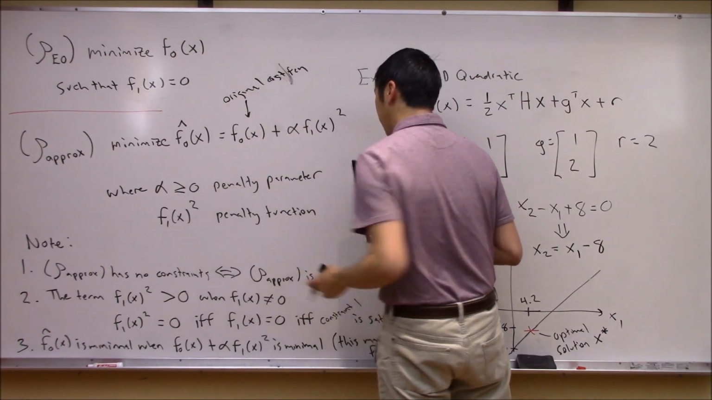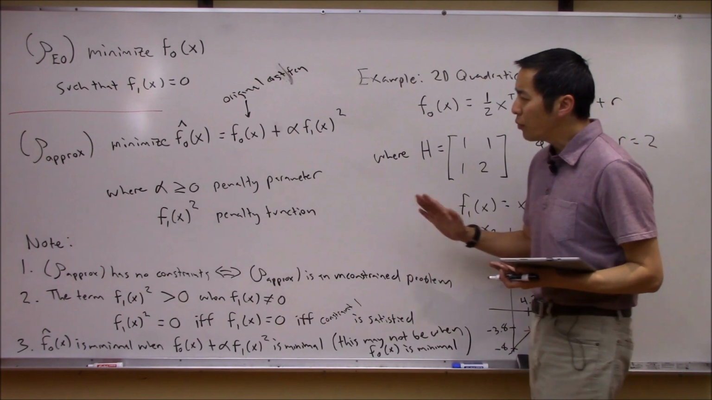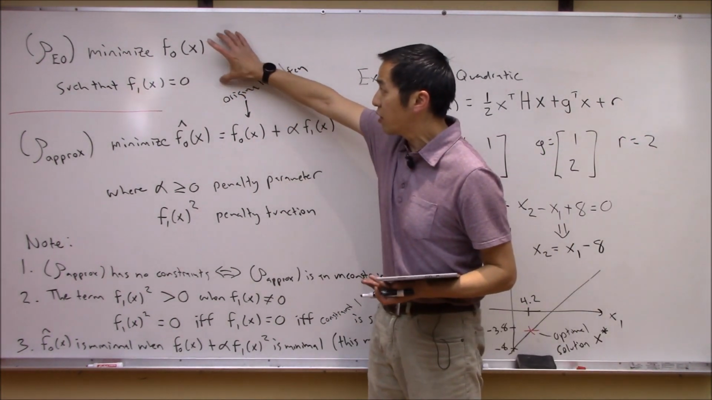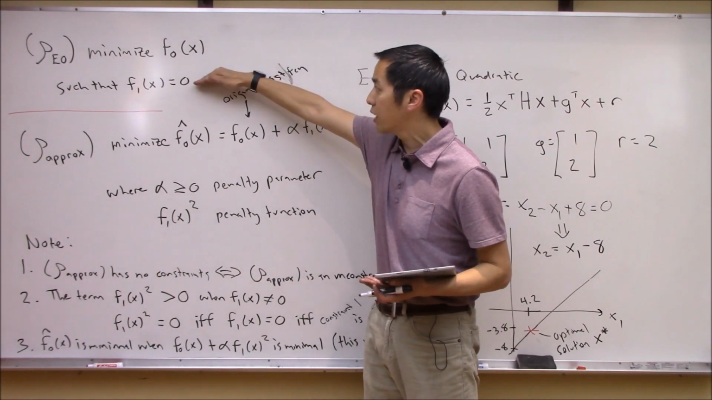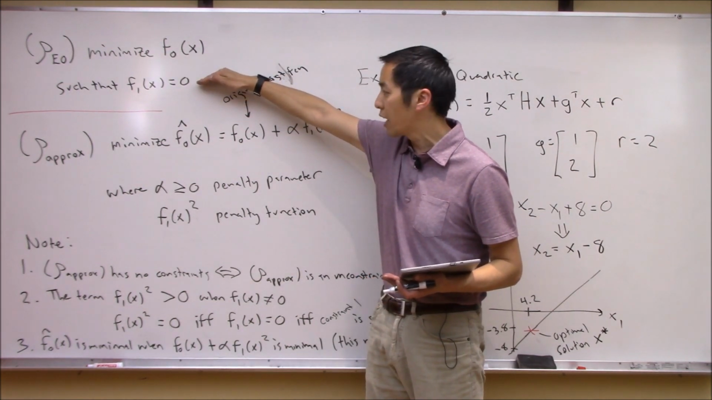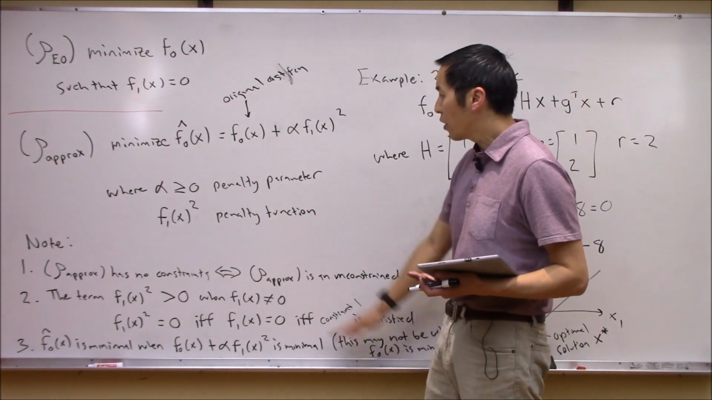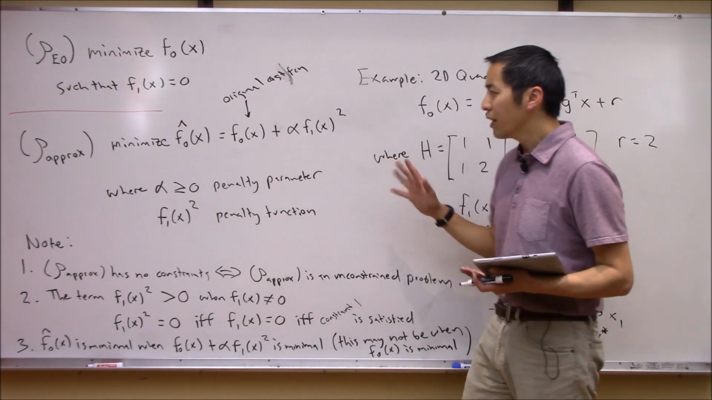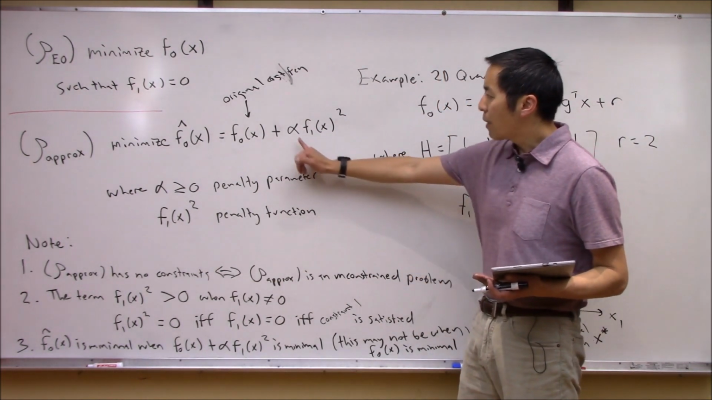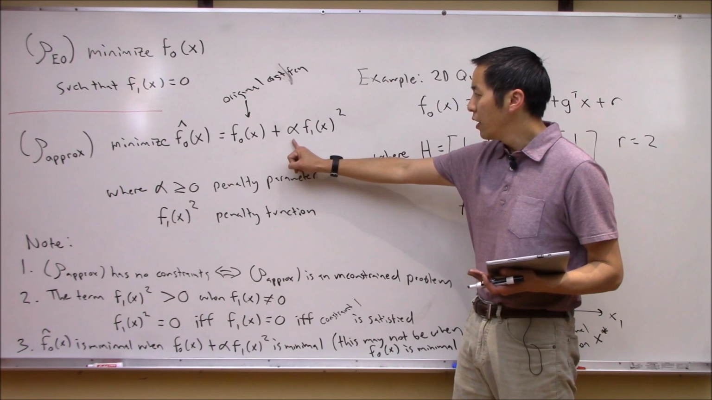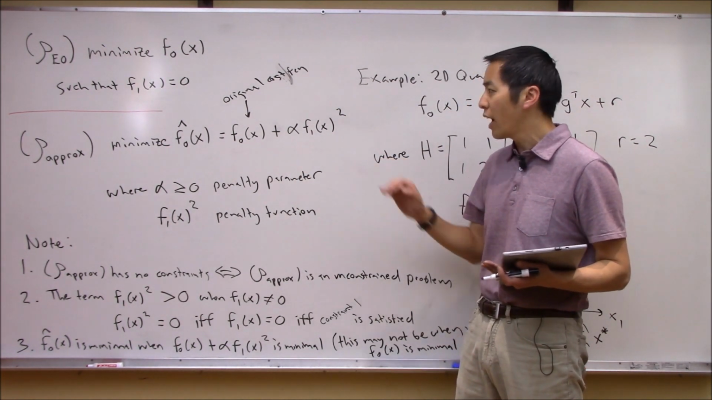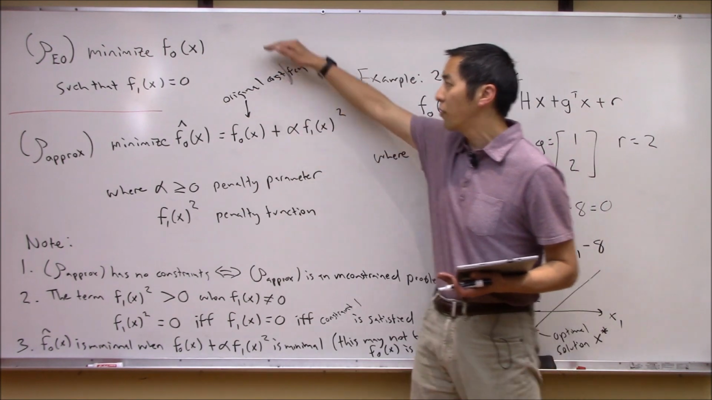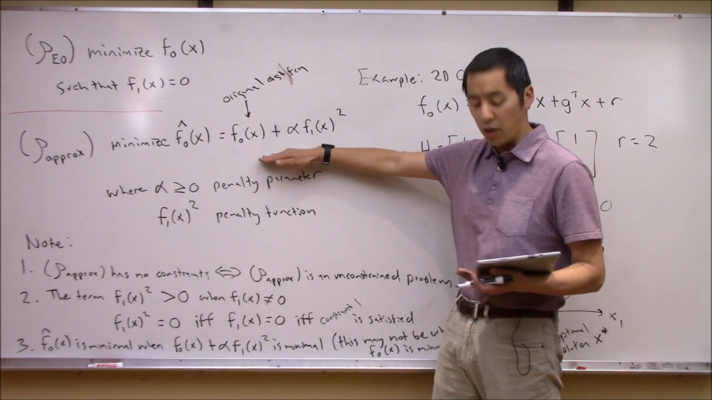Function, right? So really we are trying to minimize, and here you can see this is the original problem. The original equality problem said minimize f0 such that the constraint is satisfied. What we're doing in this approximate problem is something slightly different. Depending on the value of alpha, we're going to see that it has some influence on how close we are to solving the original problem by solving this approximate problem.